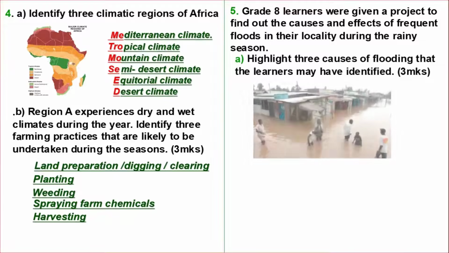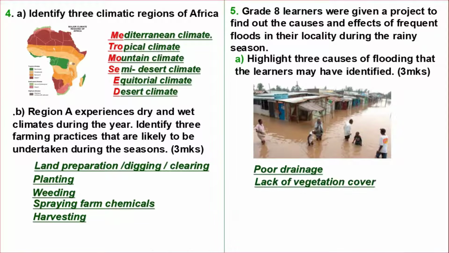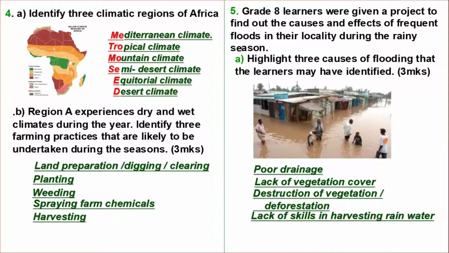So one of them is poor drainage. We also have lack of vegetation cover. We also have destruction of vegetation, that is deforestation, cut down of trees. We also have lack of skills in harvesting rainwater. We also have increased rainfall. And maybe finally you can write climate change. Yeah, these are some of the causes of floods in an area.